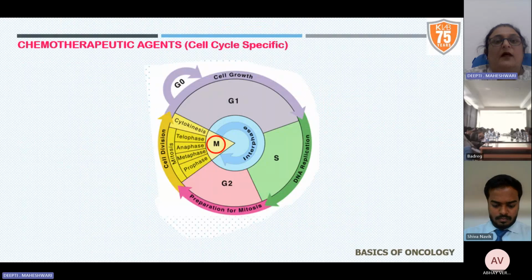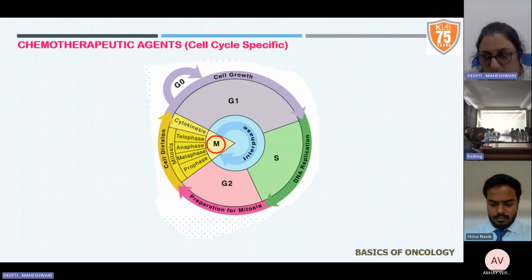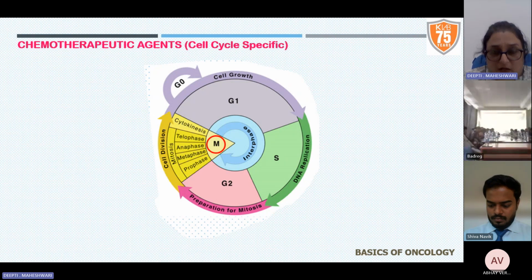Now, first we saw the antimetabolites, then we saw topoisomerase inhibitors. Now we will be seeing chemotherapeutic agents which act on the M phase. M is the actual phase where the cell division is taking place, or it is the cell mitosis phase.